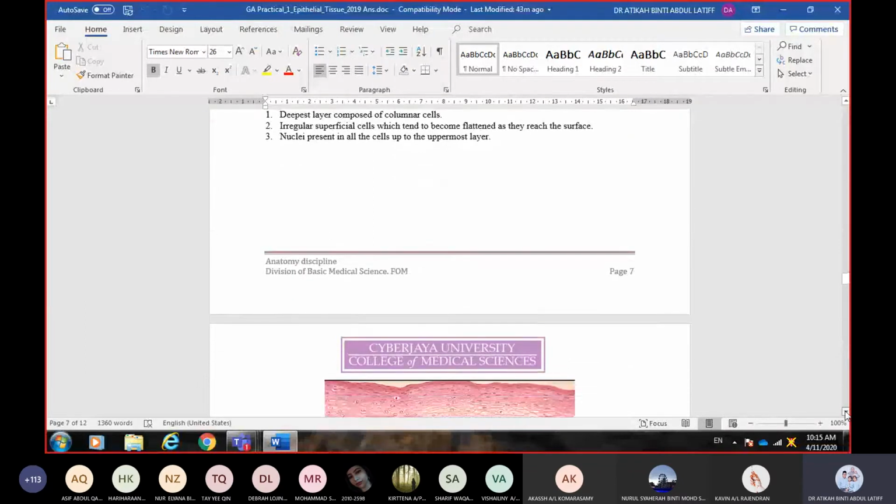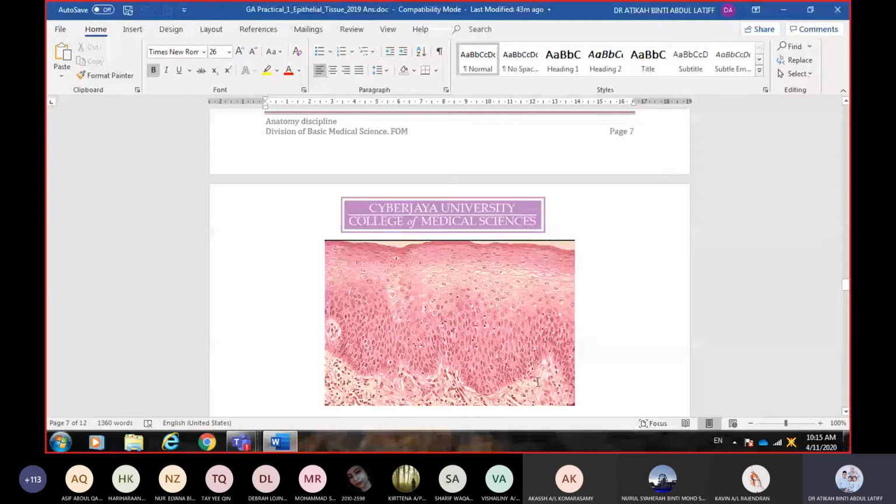So you can see here it is stratified. You have many layers of cells until here. This is your basement membrane here. All these are stratified layers of epithelium. So you have more columnar shaped epithelium at the basement, which becomes more flattened as they reach the surface, or the apical part of the epithelium. And you can see here it is already a squamous type epithelium.